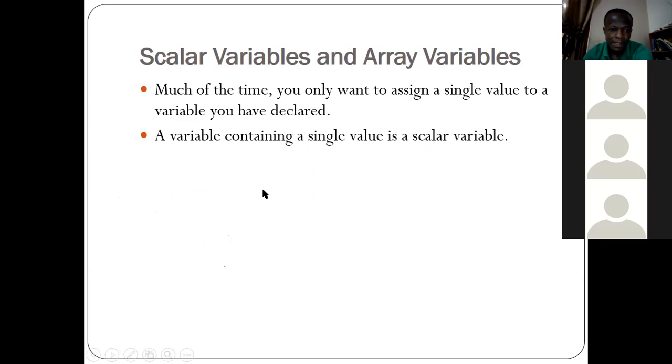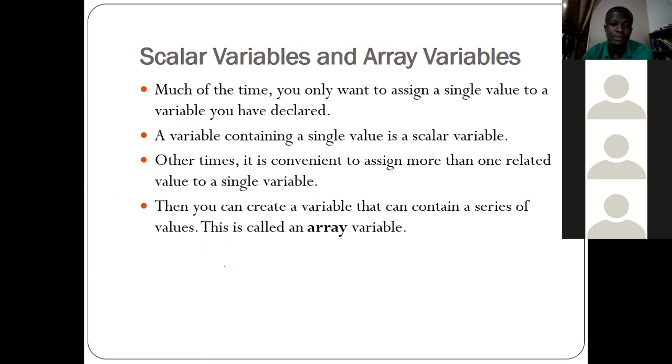Okay, so a variable contains a single value. We call it a scalar variable. Other times, it is convenient to assign more than one related value. We're talking about array variables here. So you can decide to store many values in one variable. In that case, you have what we call an array variable, an array. In fact, array is an English word, and it stands for a couple of objects that have been aligned, like a list. So to array something means it is arranged in a certain order.